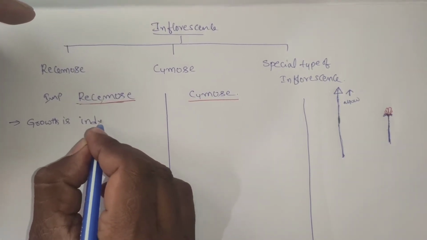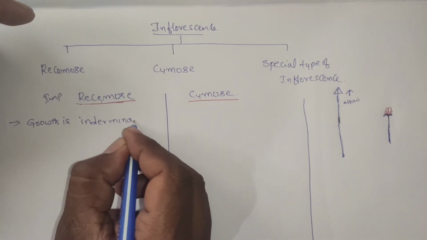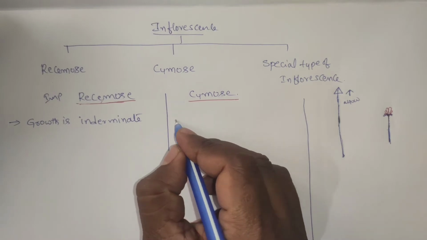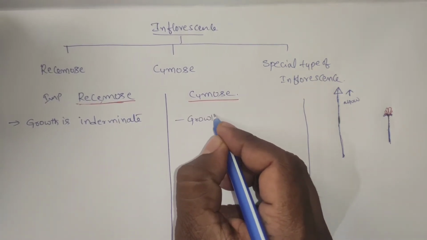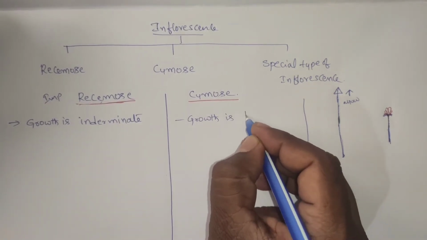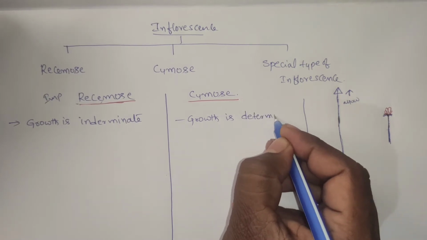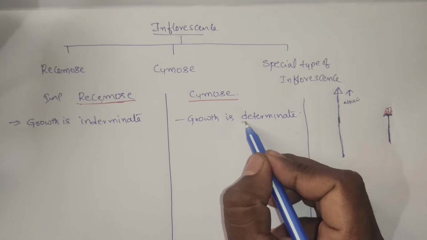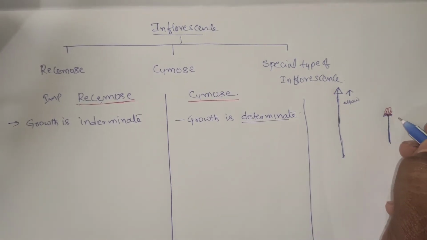See, in the case of racemose, growth is indeterminate, whereas cymose growth is determinate, which means determined, which means limited.